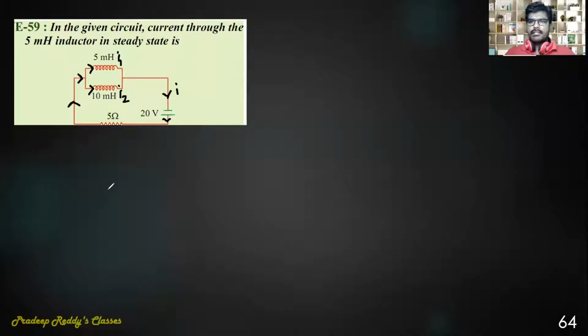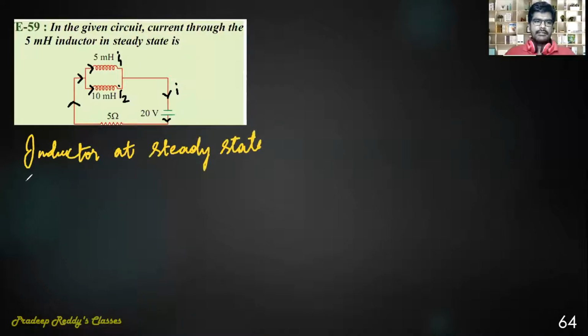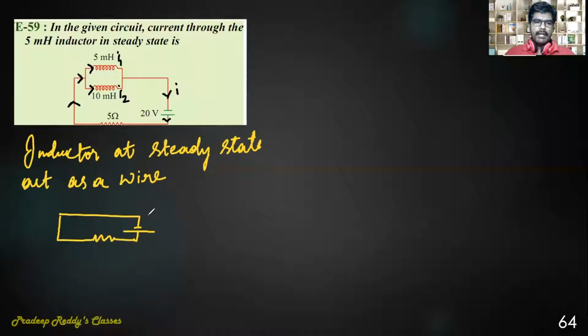In the previous video lecture, we have discussed that an inductor at steady state acts as a wire. Therefore, these two inductors at steady state will act as wire. Therefore, I can redraw the circuit like this. And the total battery connected is 20 volt, and this is a 5 ohm resistance.